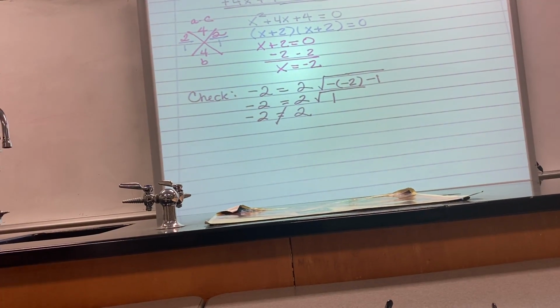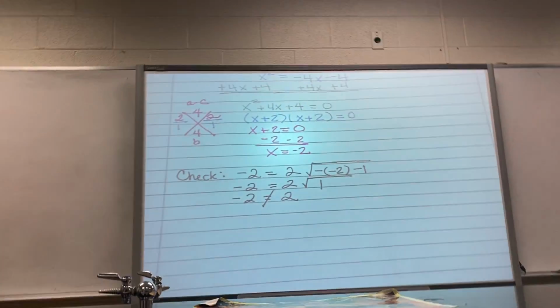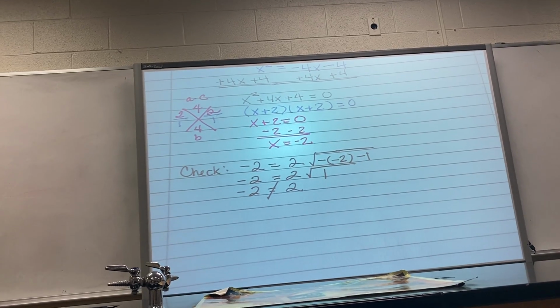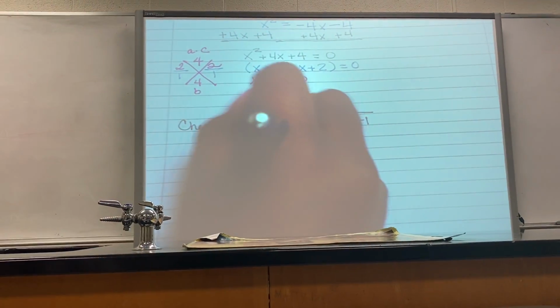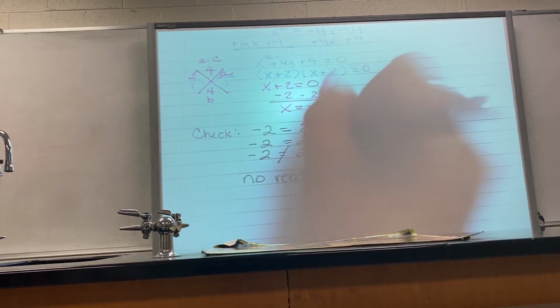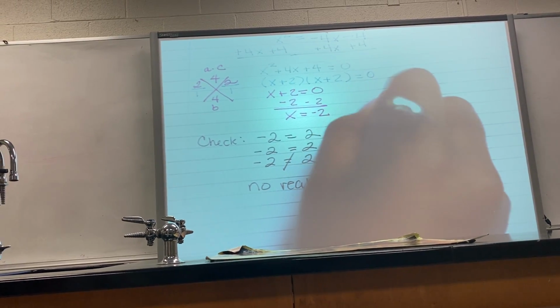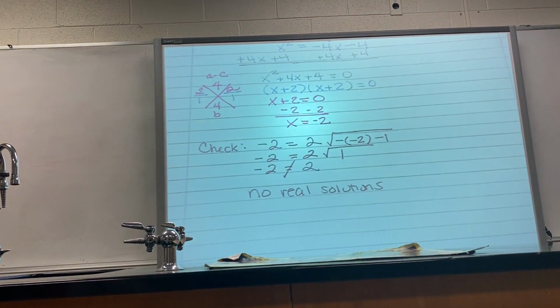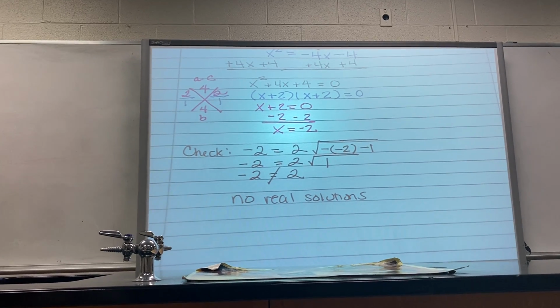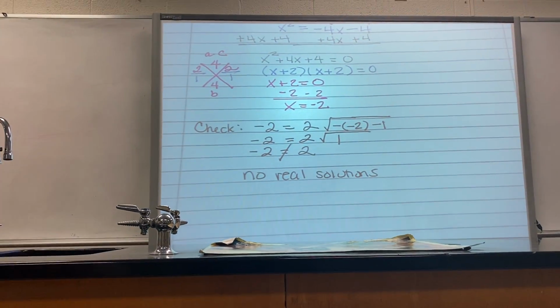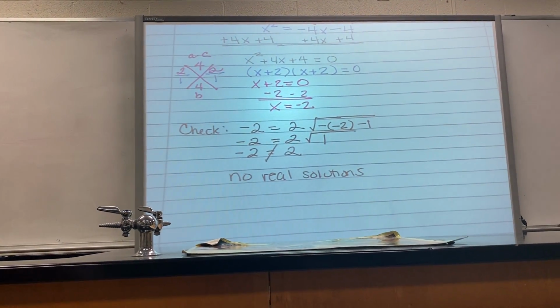Negative 2 is not 2. That was the only solution I had. So my answer is no real solutions. Because there are some, they're just not real. They are considered imaginary numbers, which hopefully you went online and learned about over the weekend.